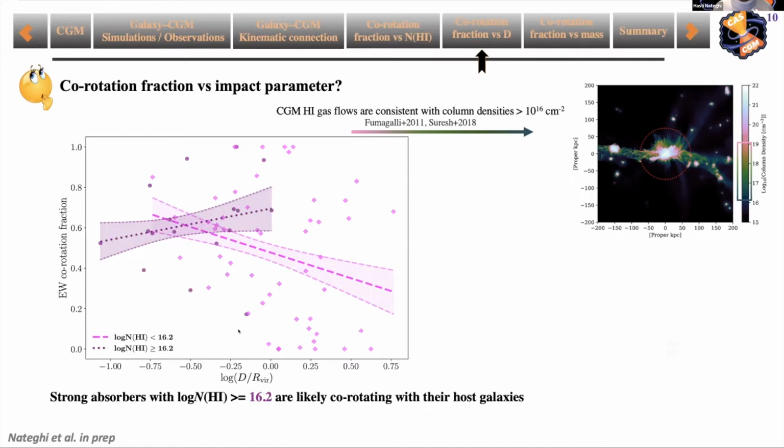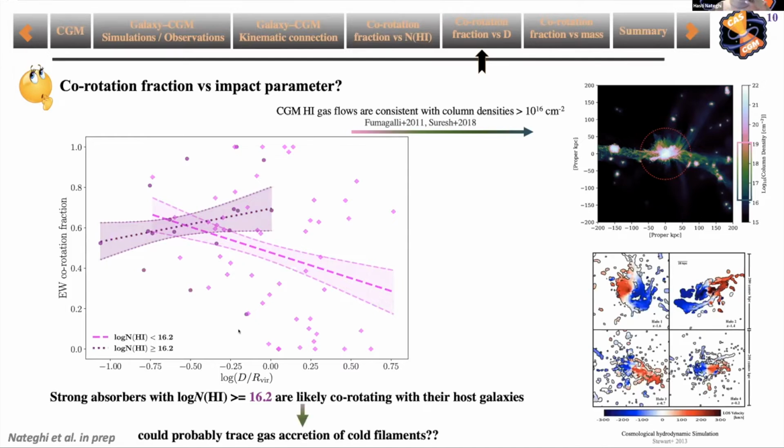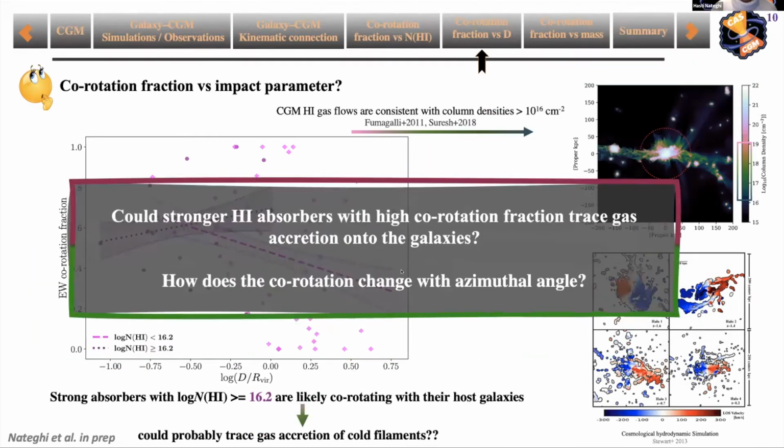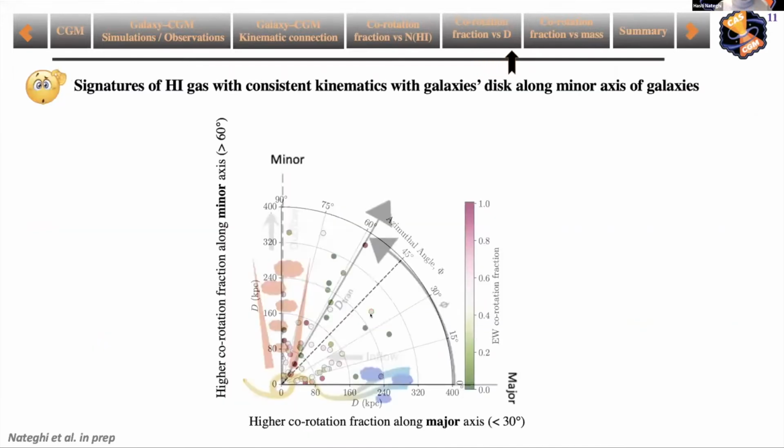But do these strong absorbers with signatures of corotation trace the accretion? Actually, we don't know, because in these two plots that I already showed, we have gas in different locations around the galaxy. So to answer this question, we need to know how the corotation changes with azimuthal angle. This plot shows the corotation fraction as a function of distance and azimuthal angle. So here, the galaxies are centered at 0 impact parameter, and their major axes are aligned with the azimuthal angle 0.